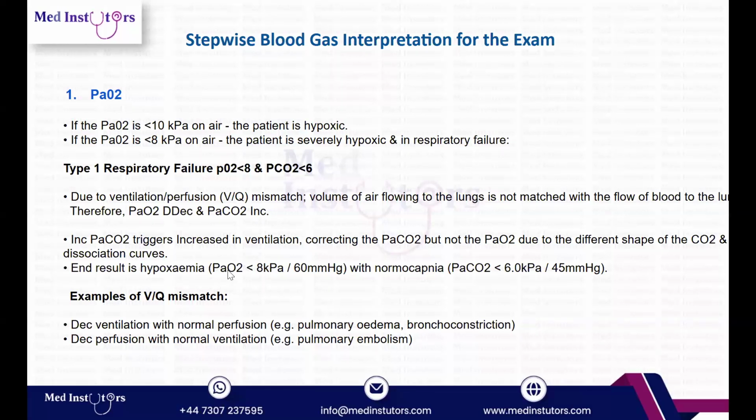So here is a summary: partial pressure of oxygen would be less than 8 kilopascals with normocapnia. That means the partial pressure of carbon dioxide is less than 6 kilopascals or 45 millimeters of mercury. Again, in one line, there would be hypoxemia but with the normal range of carbon dioxide. So this is your type 1 respiratory failure. The causes of ventilation perfusion mismatch could be pulmonary edema, bronchoconstriction, or pulmonary embolism.